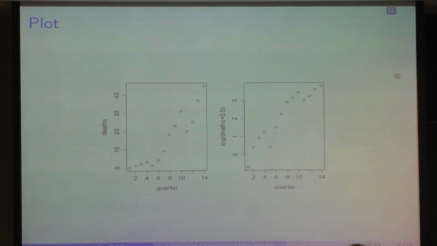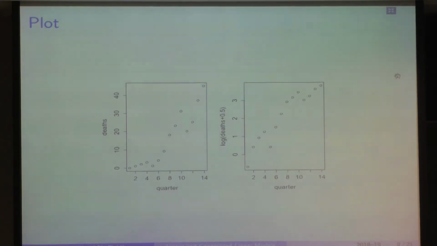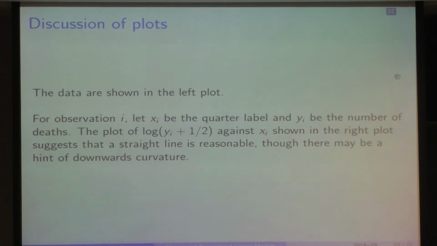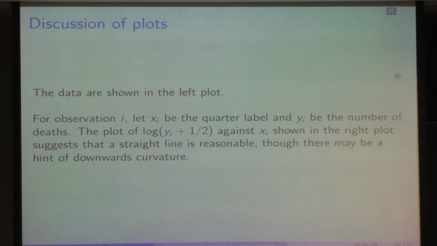You might think that it looks like it's dipping a little bit towards the end, so it might not be that good a fit on a straight line, but it looks reasonable, and if it is dipping, that could just be an artifact of the last two being unexpectedly small. So I think it looks like a reasonable fit there. Okay, so the left plot there just showed the data. The right-hand plot there, as I said, showed the logs of the data plus a half against the quarter number. And as I say, there's perhaps a hint of downwards curvature, but the straight line looks reasonable.